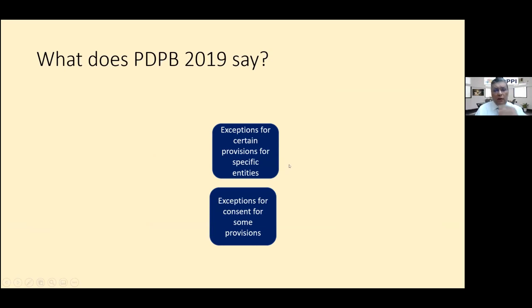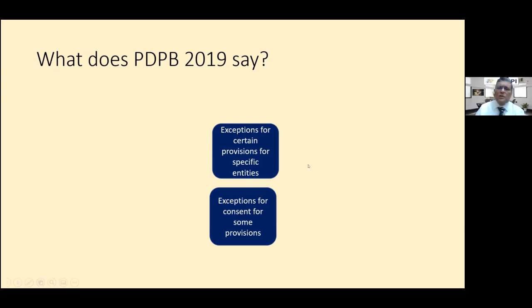We will take our Personal Data Protection Bill 2019, and whatever I say may not be much different from what GDPR says, but we will restrict to what we would like to look at from PDPB 2019. Now, PDPB 2019 provides certain exceptions for certain provisions for specific entities, saying that in such and such circumstance, consent is not required. So that is one grace for the forensic persons.